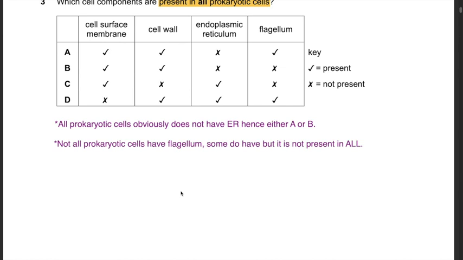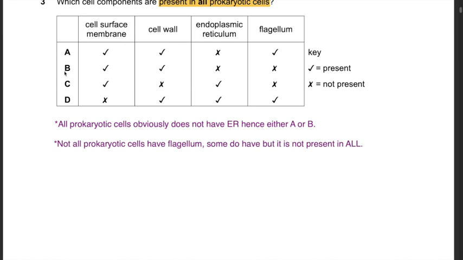Question 3. Which cell components are present in all prokaryotic cells? All prokaryotic cells obviously do not have endoplasmic reticulum. Therefore, the answer has to be either A or B. And not all prokaryotic cells have flagellum. Some do have, but it is not present in all. Since the word all is in bold, we have to meet this requirement. Flagellum is not present in all, it is present in some. Therefore, the best possible answer over here is answer B, not answer A, because answer A mentions that flagellum is present in all, which cannot be true. Hence the answer is B.